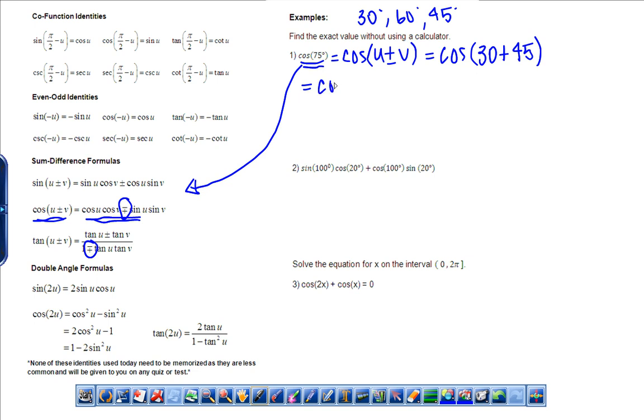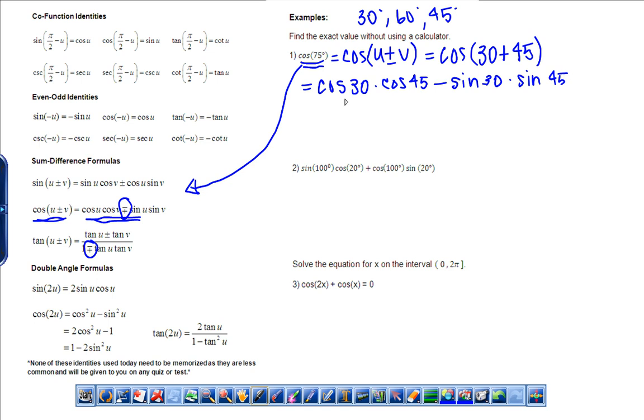Okay, so looking over here, this says cosine of 30 degrees times cosine of 45. Then it says, because I'm using a plus sign on top, I'm going to use a subtraction sign. So plus goes with minus and minus goes with plus. So I'm going to say minus. Now I'm going to use sine of 30 degrees times sine of 45.